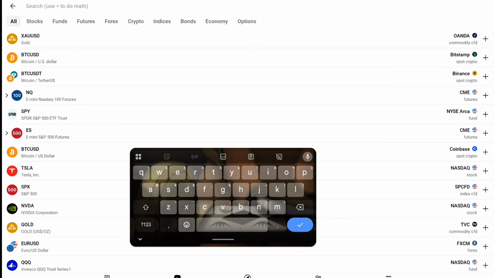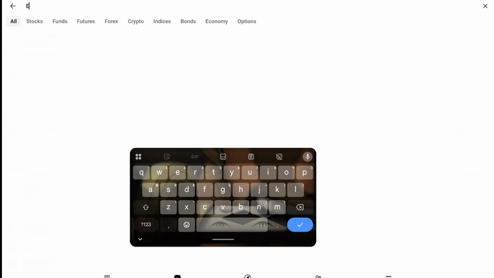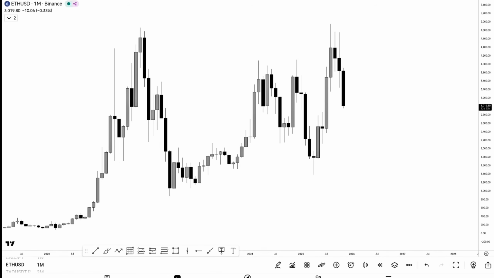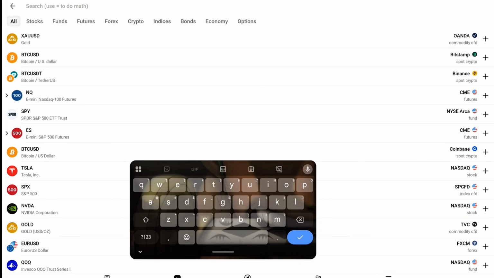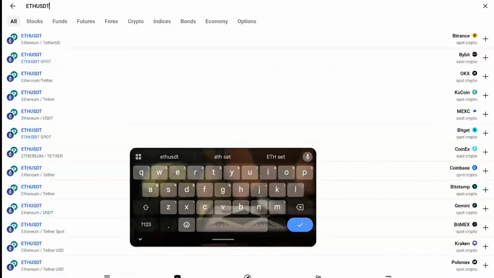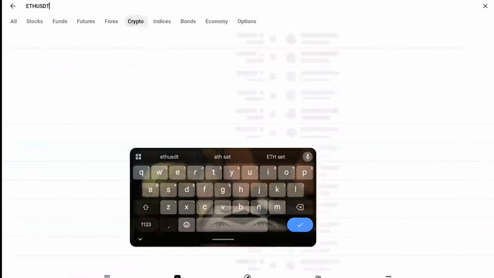So let's say you're looking for Ethereum USDT. Maybe you are trading with Wix, or BitChange, Bybit, Binance, any exchange. You just have to click on, maybe you're looking for ETH USDT. So this is ETH USDT, right? Something like this. You can check here and click on crypto.